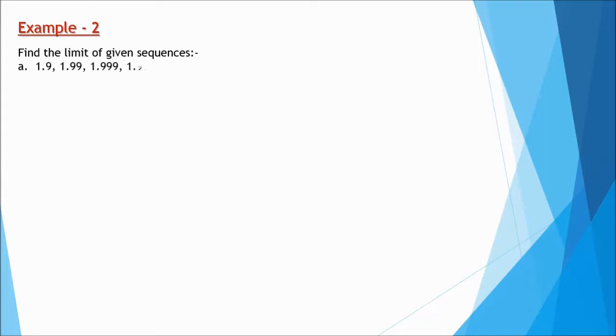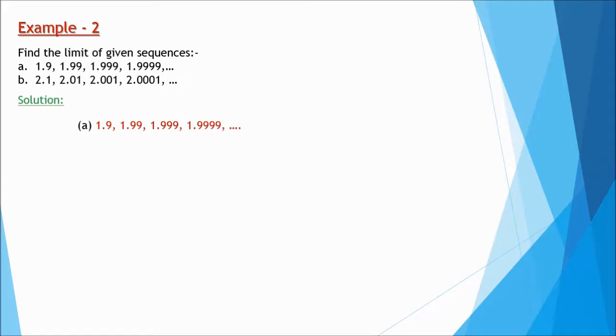Next, example 2, an important example. We have to find the limit of a given sequence. The sequence is given on your screen. A is 1.9, 1.99, 1.999, 1.9999, and so on. And B is 2.1, 2.01, 2.001, 2.0001. Now the solution: for the first sequence, what will be the limit?